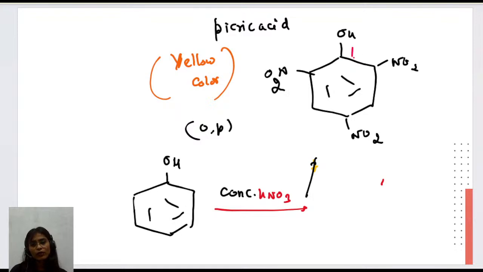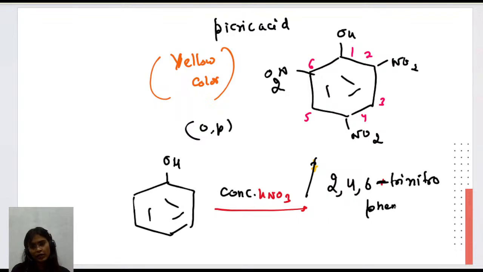So in this case, 1, 2, 3, 4, 5, 6. What is the name for this compound? At the second position you have nitro, and at the fourth and sixth positions, so 2,4,6-trinitro. Okay, 2,4,6-trinitrophenol, and hence this is the IUPAC name for this one.